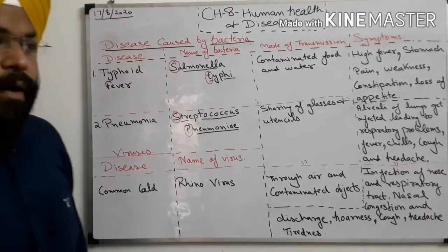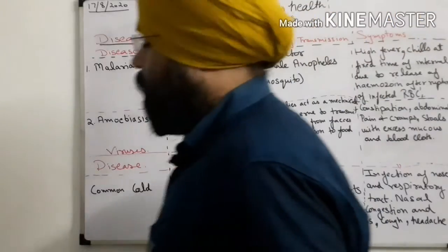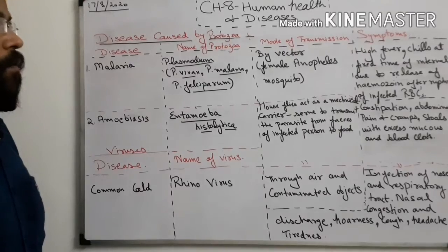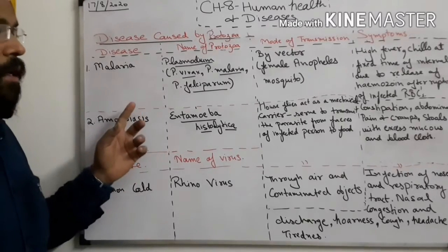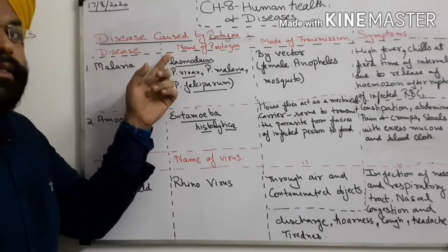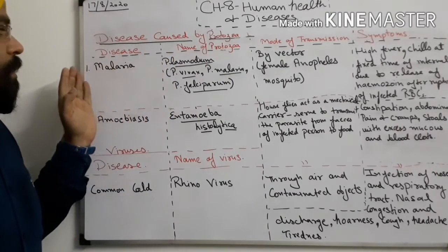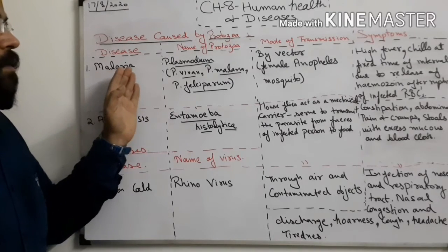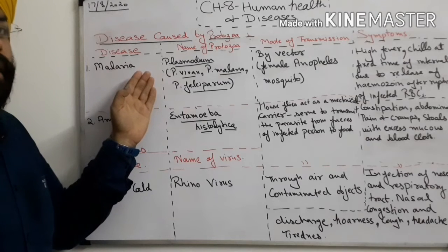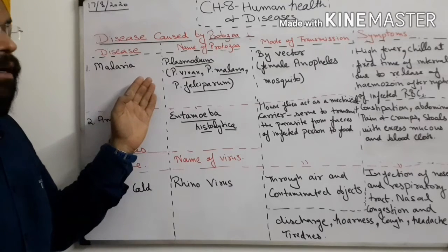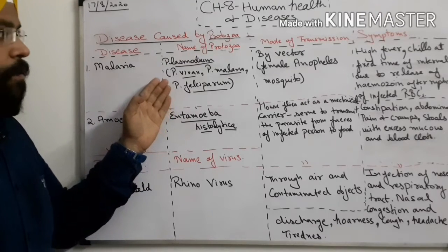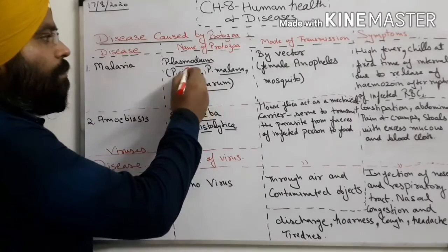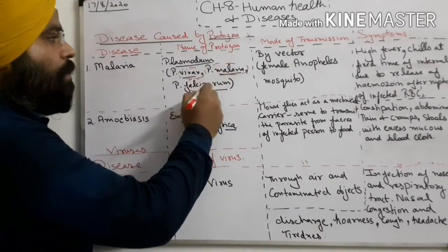Let's start with another part of this class. This is the last part of our table about various diseases caused by bacteria, viruses, and third, the last one, protozoa. In this we can see two examples, malaria and amoebiasis. Malaria is caused by the protozoa namely Plasmodium vivax, Plasmodium malariae, and Plasmodium falciparum. Remember these names.